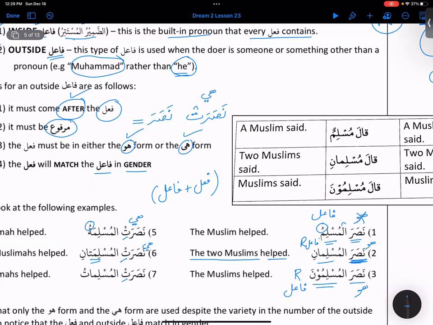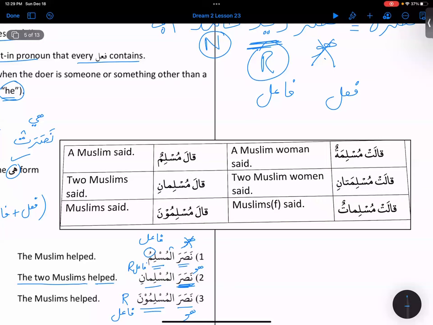Now, Qala Muslimun. How are we going to translate? A Muslim said. So this Qala is fi'l madi, fa'iluhu huwa. And then Muslimun: I have rafa after my fail. So this is my outside fa'il, which means this outside fa'il has terminated the job of the inside fa'il.